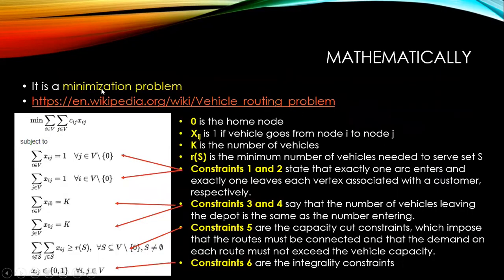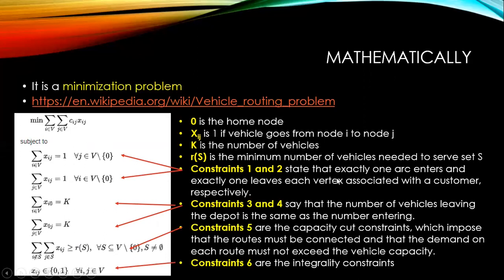So mathematically, it is a minimization problem. We need to minimize the cost to travel or time to travel or distance to travel. 0 in this case represents a home node, or a depot, or a home city. Xij, this variable, is 1 if the vehicle goes from node i to node j. K is the number of vehicles and Rs is the minimum number of vehicles needed to traverse a set S.